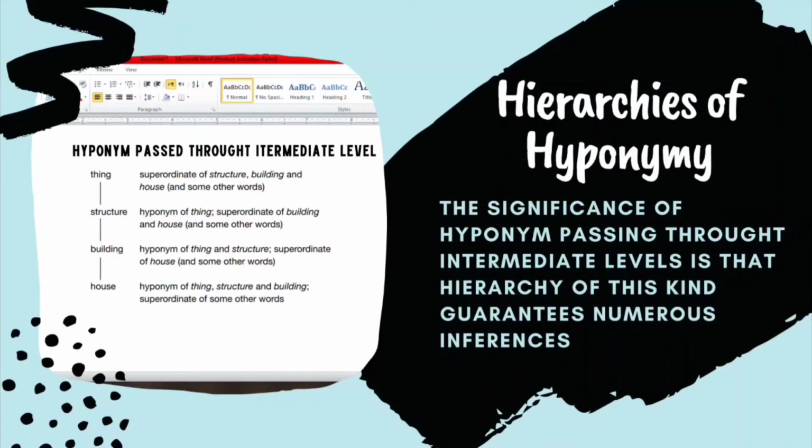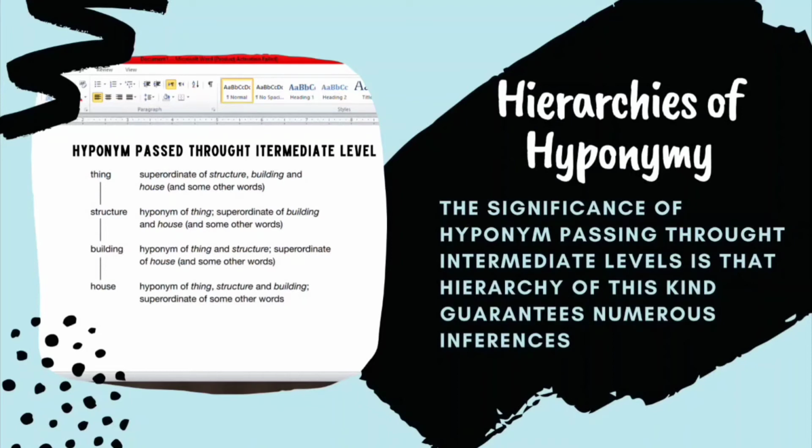Then, the significance of hyponymy passing through intermediate levels is that a hierarchy of this kind guarantees numerous inferences. Thus, if someone who is speaking the truth tells you about a house, we know with certainty, and without having to ask, that the entity in question is a building, that it is a structure, and that it is a thing.